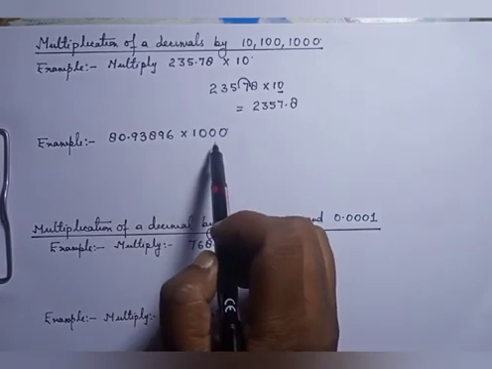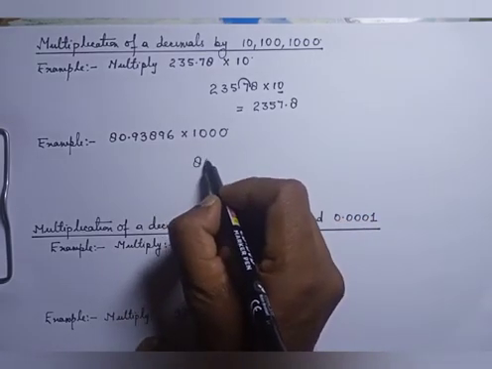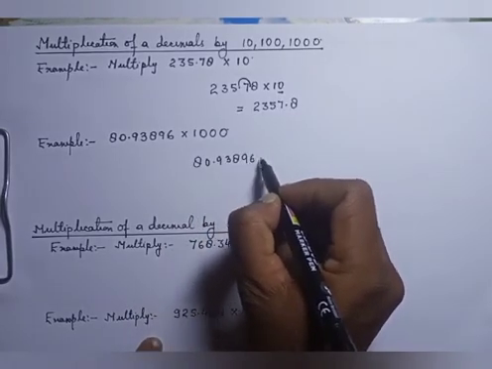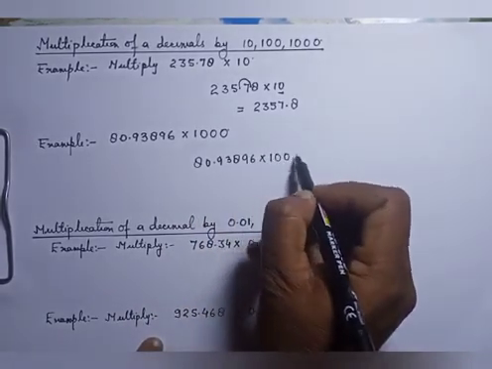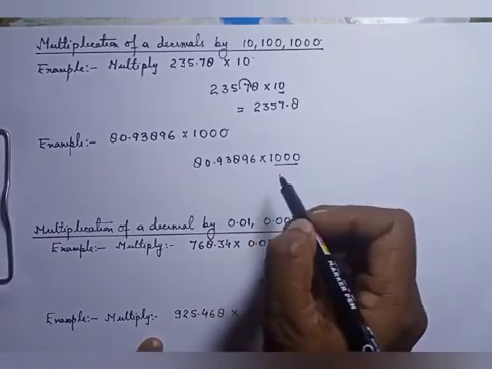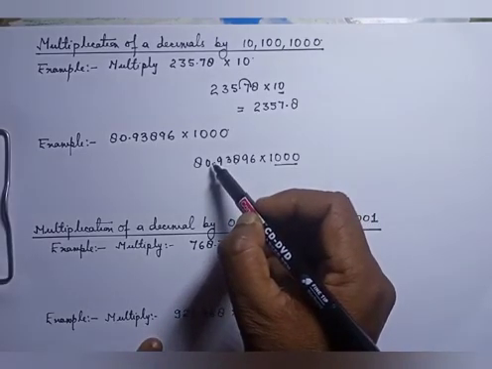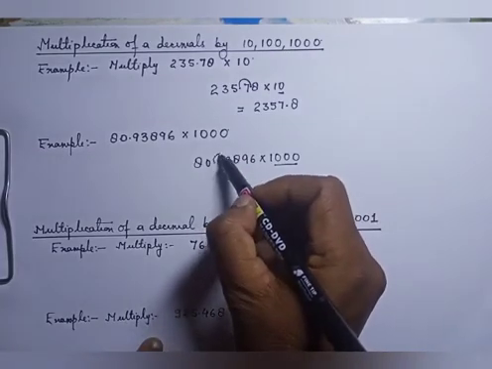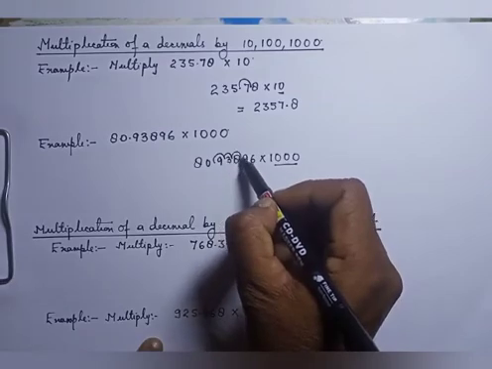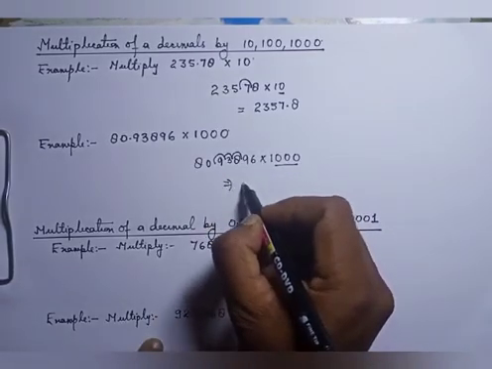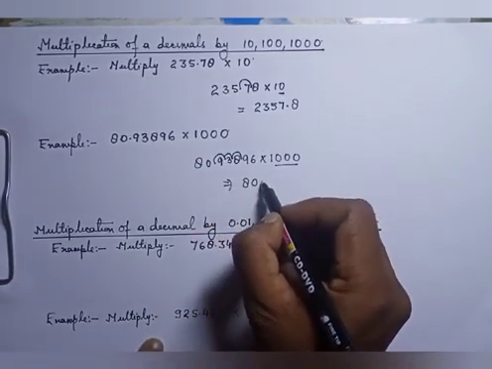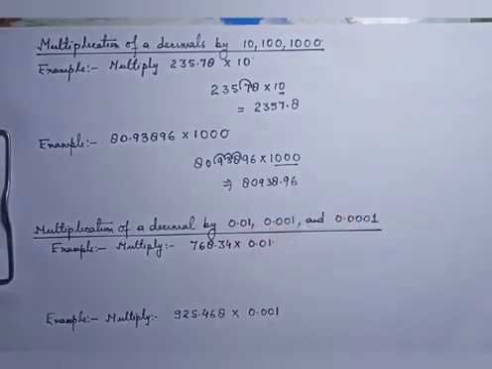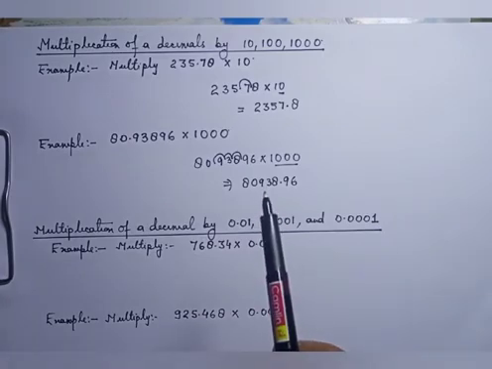80.93896 multiplied by 1000. So we are going to write 80.93896 as it is, multiplied by 1000. So how many zeros are there? 3. So we are going to shift the decimal place towards the right by 3 places, that is 1, 2 and 3. So the product that we are going to get is 80938.96. I hope it is clear to everyone.